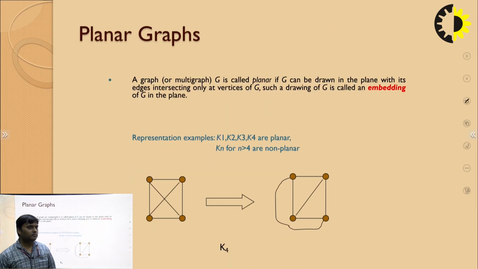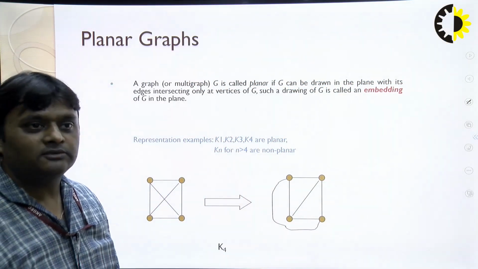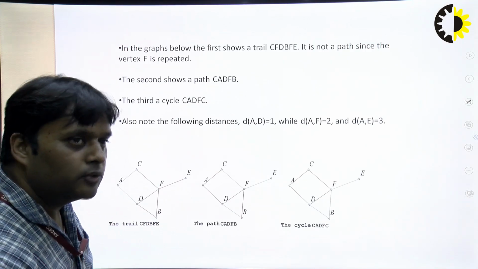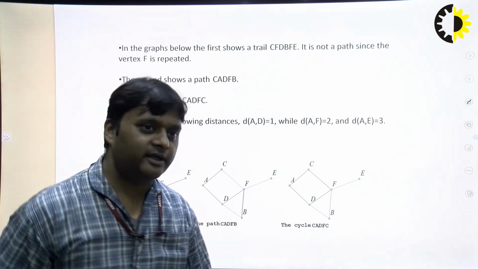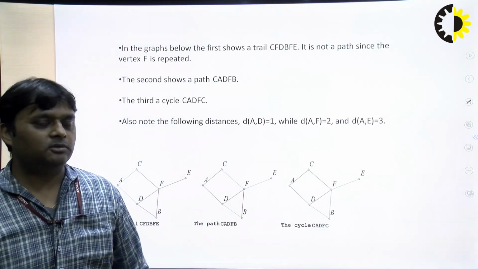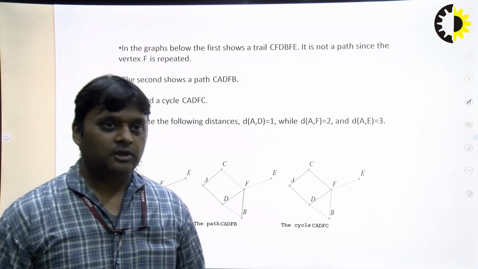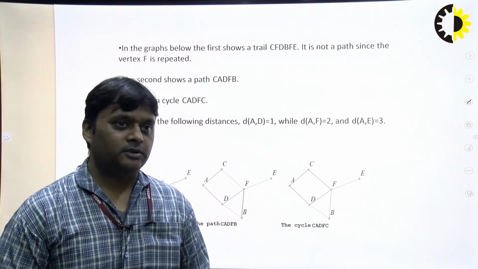The next topics are planar graph, Euler graph and Hamiltonian graph. I will discuss these topics in the next class because of shortage of time. In the next class I will discuss planar graph, Euler graph and Hamiltonian graph. Thank you and Jai Hind.